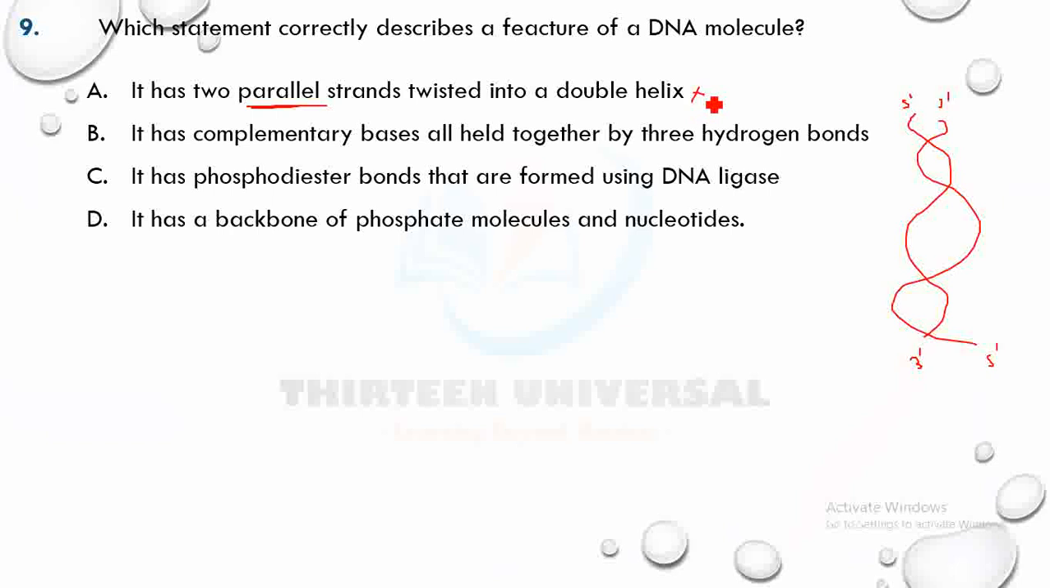Now, B says it has complementary bases, all held together by 3 hydrogen bonds. Well, some of them are held together by two hydrogen bonds. For example, A forms a double bond with thymine, while C forms a triple bond with guanine. This makes sense, but it captures only 3 hydrogen bonds.